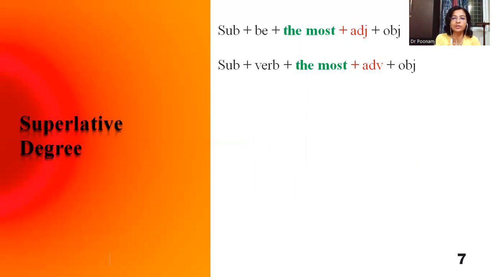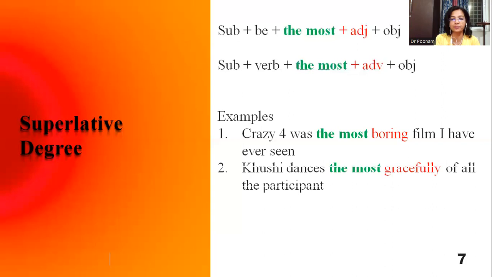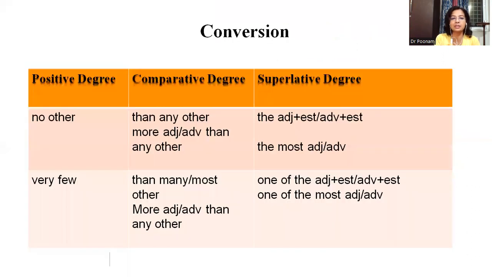There are certain adjectives and adverbs to which we cannot add est. In such situations, we are going to add most. For example, Crazy 4 was the most boring film I have ever seen. So I'm comparing a movie with the rest of the movies and I'm telling Crazy 4 is the most boring. Boringest is not the word, therefore we have used the word most. Khushi dances the most gracefully of all the participants.